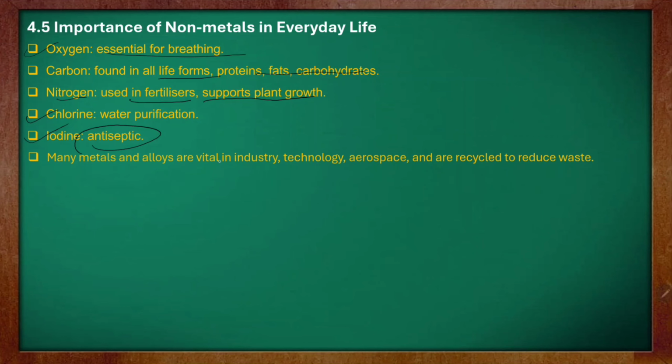Many metals and alloys are vital in industry. Vital means very much important, in industries, technology, and aerospace. In technology, for example in atomic energy, we use zirconium, or in aerospace we have the metal titanium. So they are very much useful. And these metals are also recycled to reduce waste, so that they can contribute to sustainability. All right, so these were some of the important points that we have seen.